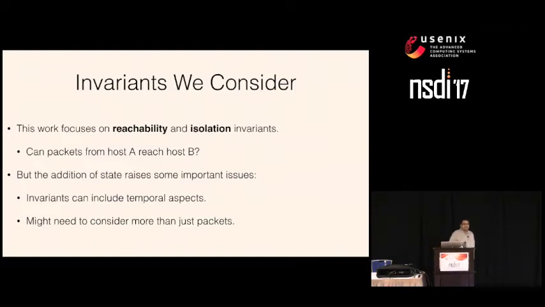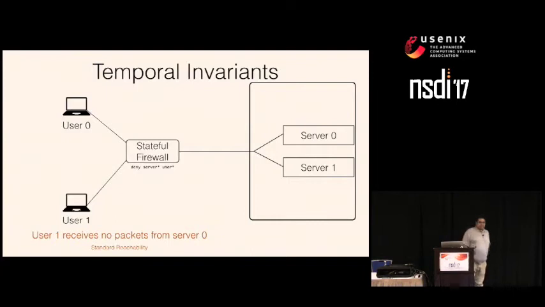And there's actually this problem which was mentioned in Daniel Firestone's talk yesterday. We want to consider beyond just packets. You want to think about connections, data, and other such primitives. So let's start with the temporal invariant bit. So this is a very standard network, and if you put it through HSA or any standard technique today, the question you ask is, can user 1 receive packets from server 0, or can you check that user 1 receives no packets from server 0?